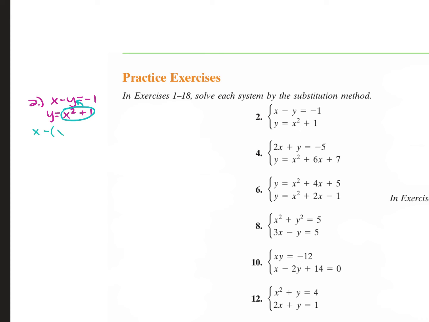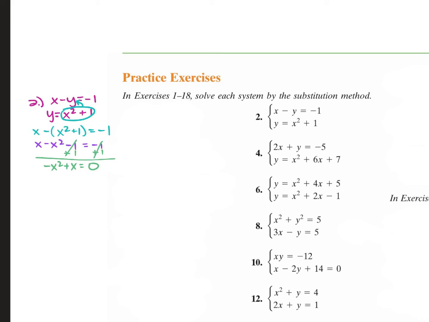It's going to give us x minus (x squared plus 1) is equal to negative 1. If we distribute the negative, that gives us x minus x squared minus 1 is equal to negative 1. We can add the 1 over. This gives us negative x squared plus x is equal to 0.